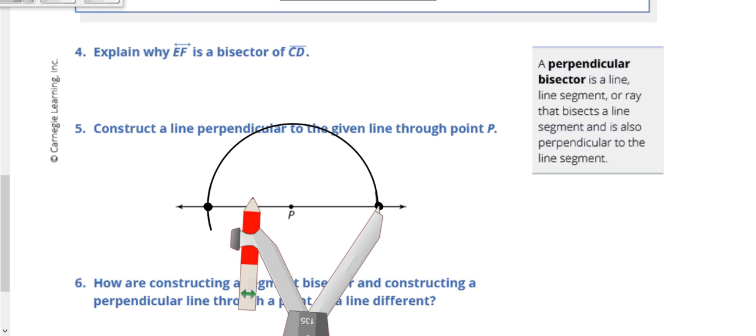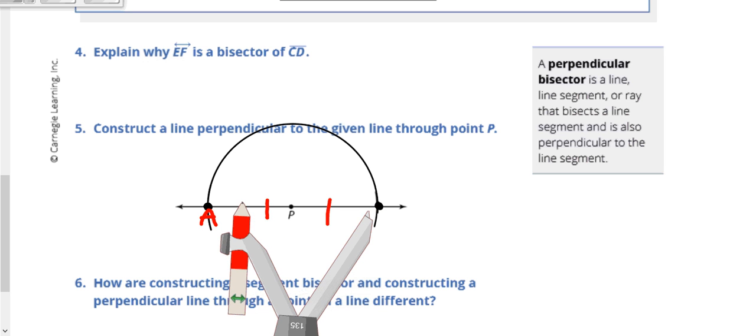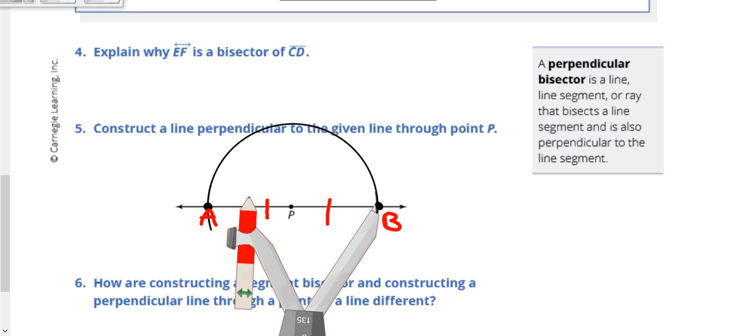I now know that this line here and this line here are congruent. They're equal distances from P. So I basically have made a segment here. If I wanted to label it, I could label it AB. So P is the midpoint of AB.